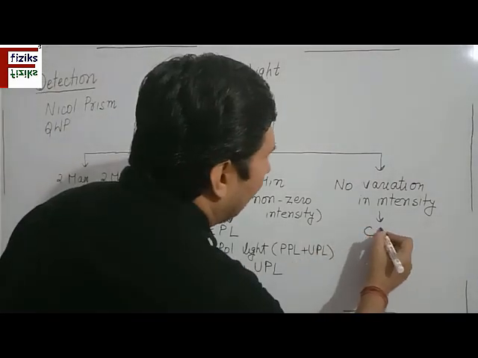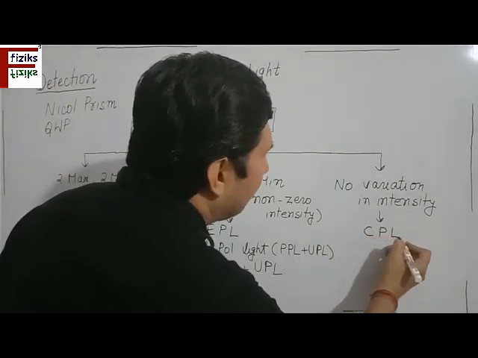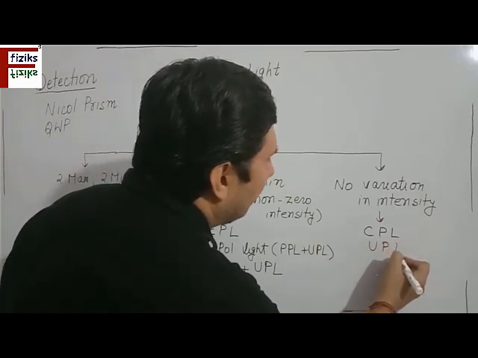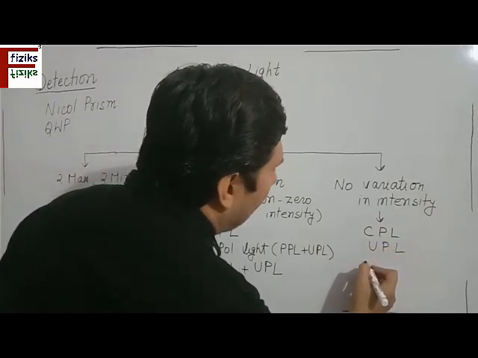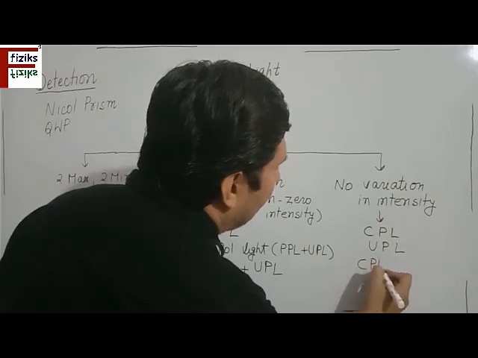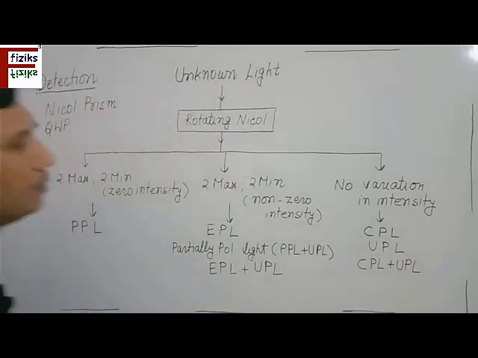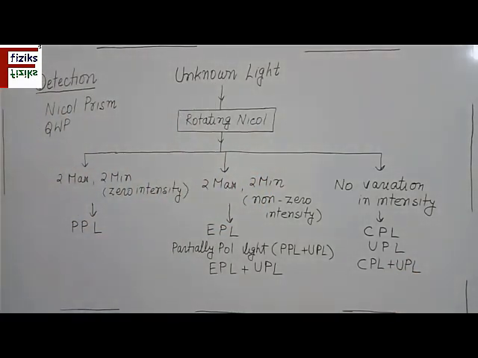Here we can have circularly polarized light, we can have unpolarized light, or we can have a mixture of circularly polarized light plus unpolarized light. So these are three possibilities if on the other side of the Nicol prism we are getting no variation in intensity. So first, what is the first step?